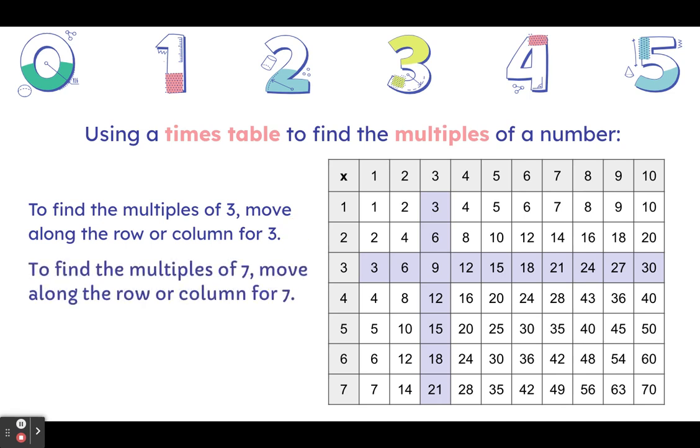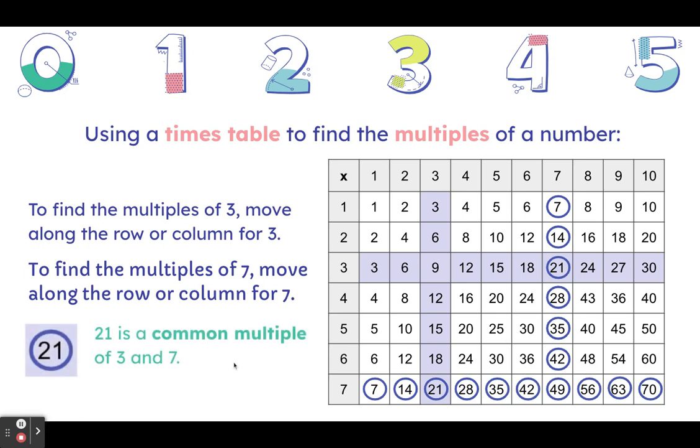Now, if we want to find the multiples of 7, we're going to move along the row or column for 7. And you notice I marked it differently again. So I used a circle this time to show that these were for the multiples of 7 and not 3, which were highlighted in purple. So we can see when we do this that 21 is a common multiple of 3 and 7 because it has both a circle and it's highlighted.